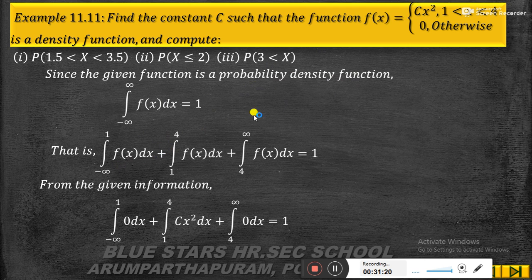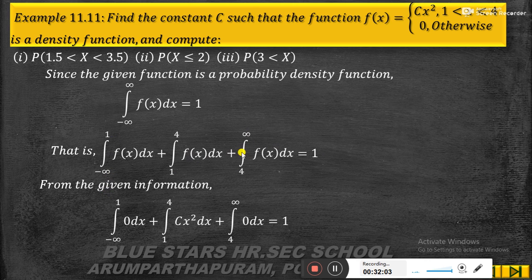You see the given function f of x takes c x square only in the limit 1 to 4. For other values of x it is 0. On the number line from minus infinity to plus infinity, I mark 1 and 4: minus infinity to 1, 1 to 4, 4 to infinity. Because total probability equals 1, I write integral minus infinity to 1 f of x dx plus integral 1 to 4 f of x dx plus integral 4 to infinity f of x dx equals 1.